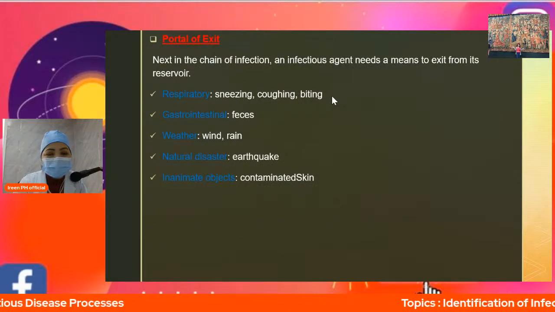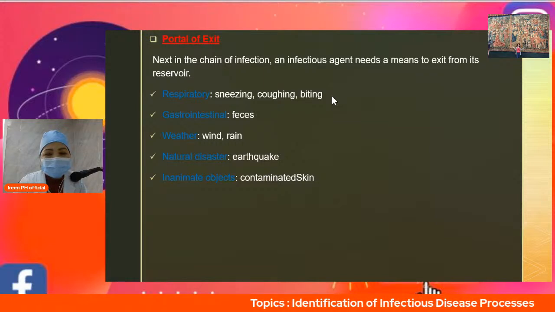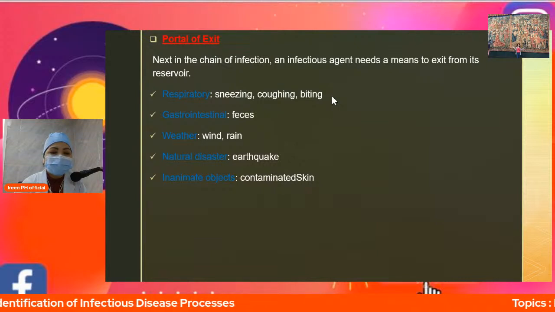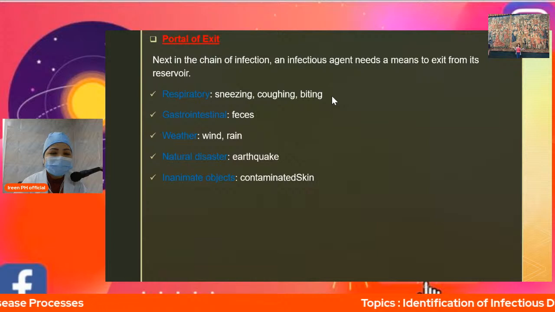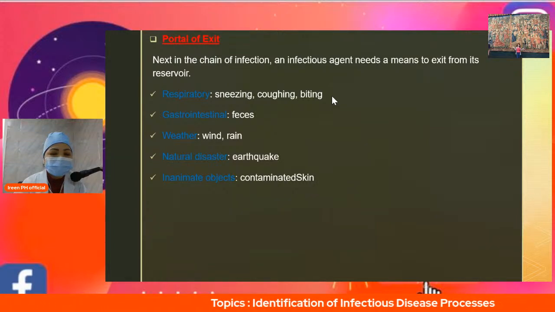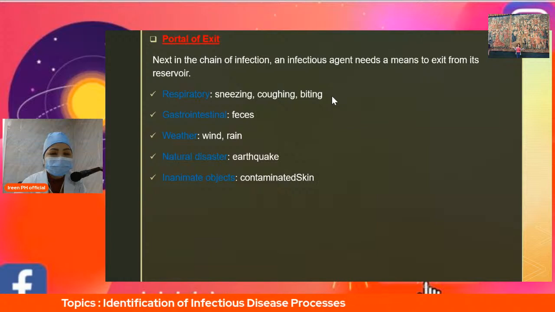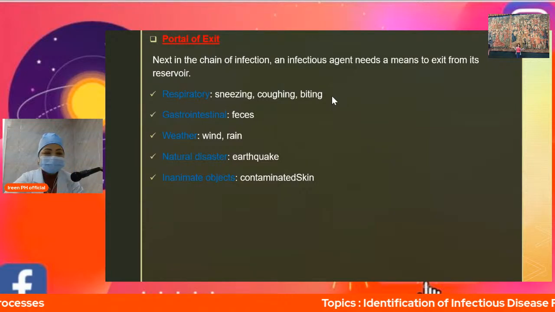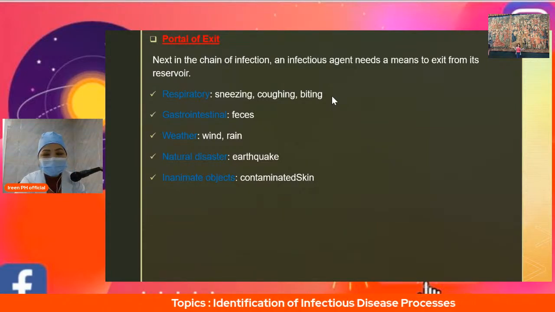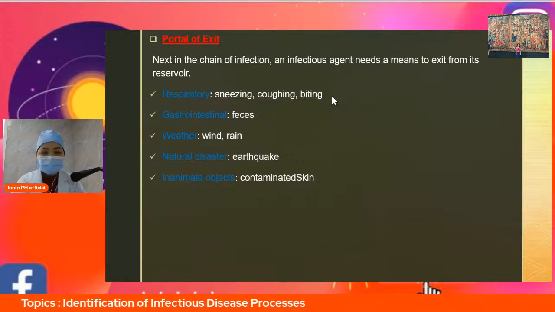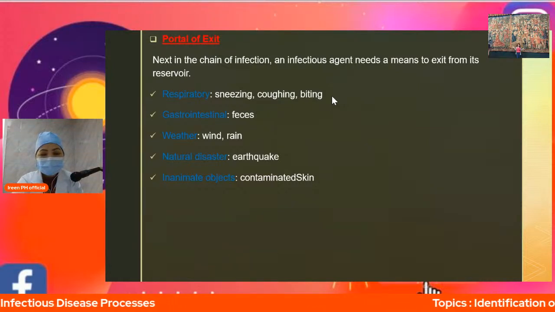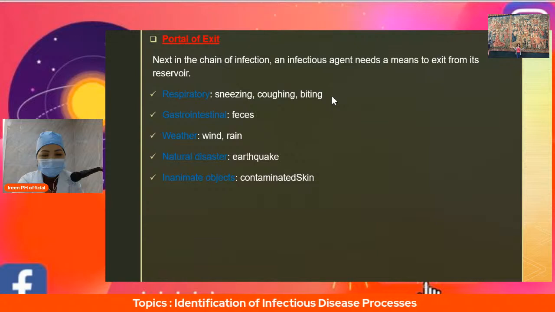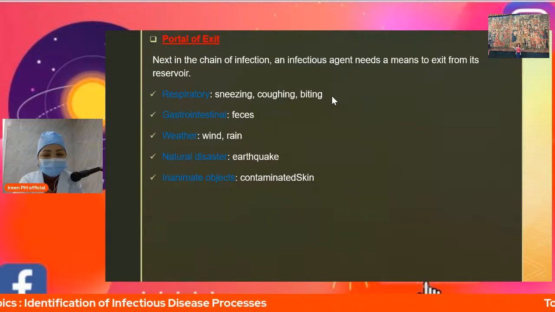The portal of exit. Next in the chain of infection, an infectious agent needs a means to exit from its reservoir. The respiratory, gastrointestinal, weather, natural disaster, and inanimate objects. In respiratory: sneezing, coughing, and biting. Gastrointestinal: feces. In the weather, there's wind and rain. Natural disaster, for example, is earthquake. And then inanimate objects, your contaminated skin.